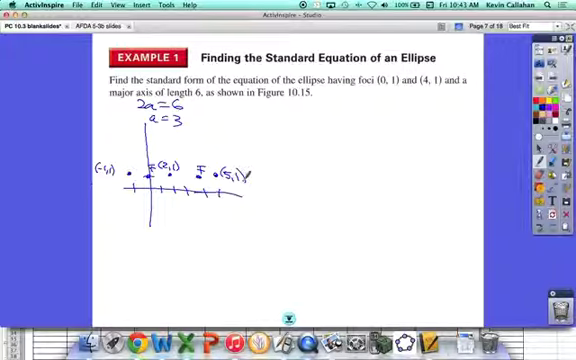Now, they didn't actually ask us to draw this graph. All they said was find the equation. So which equation do I use? I use the one which has the bigger denominator underneath the x. It'll be this: x minus h squared over a squared plus y minus k squared over b squared equals 1. Okay, we know the H, K, that's 2, 1.